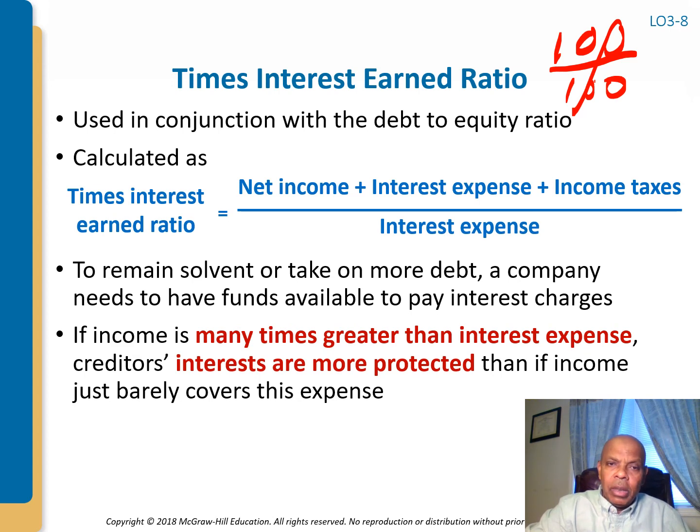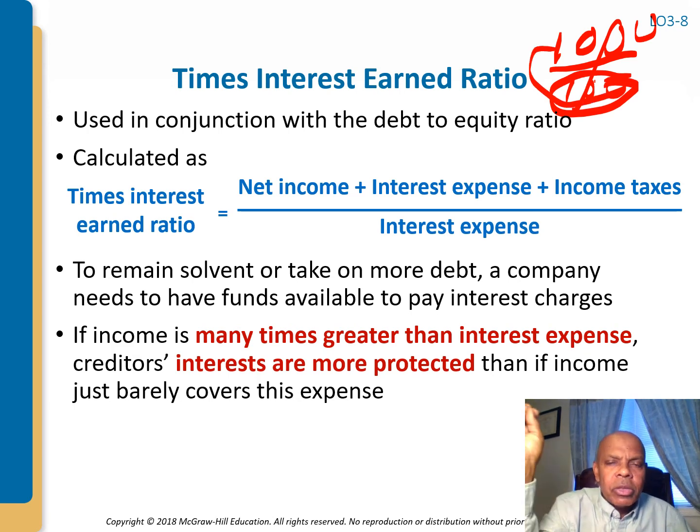If income is many times greater than interest expense, creditor interests are more protected than if income just barely covers this expense. You understand that? What if you got 1,000 over here, but interest expense is only 100? Your income is 10 times the interest expense, then the lender is going to know, okay, that's better. We have a protection. There's no default risk over here. So they can lend you the money. That's what we're looking at, this type of ratios.